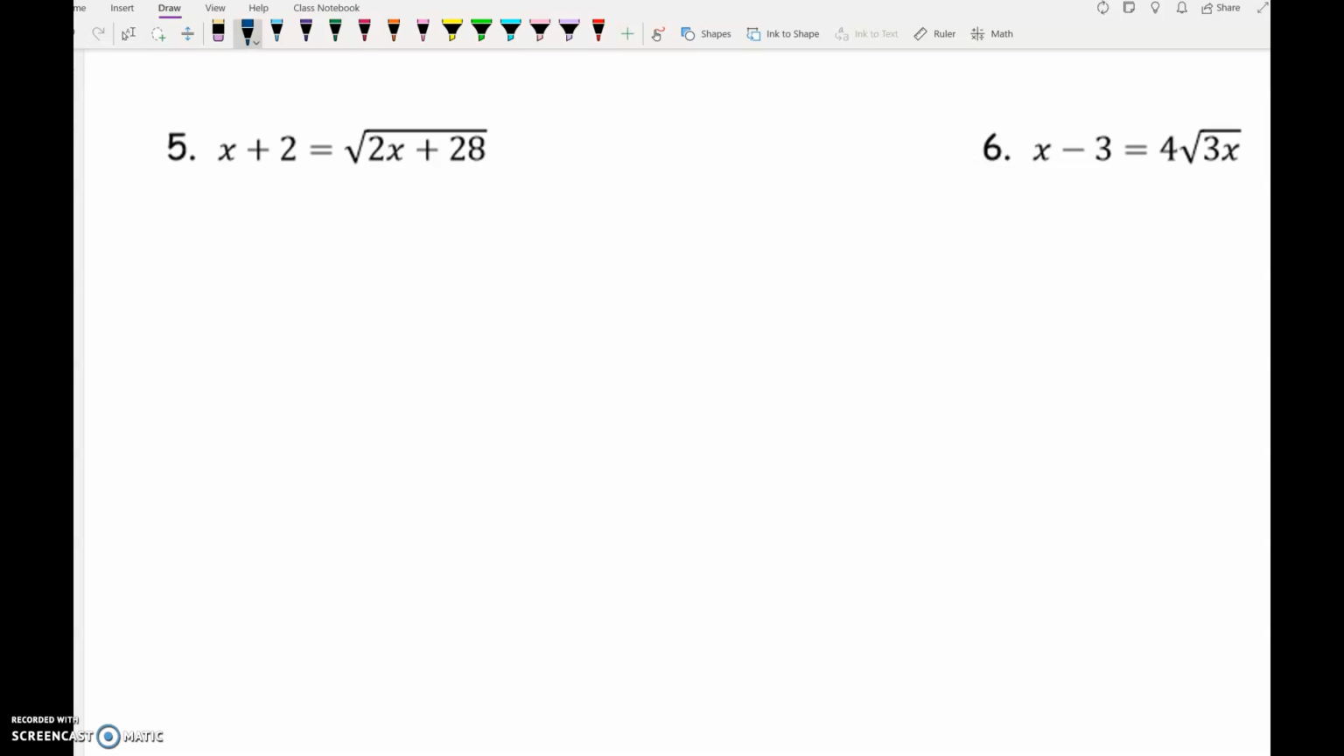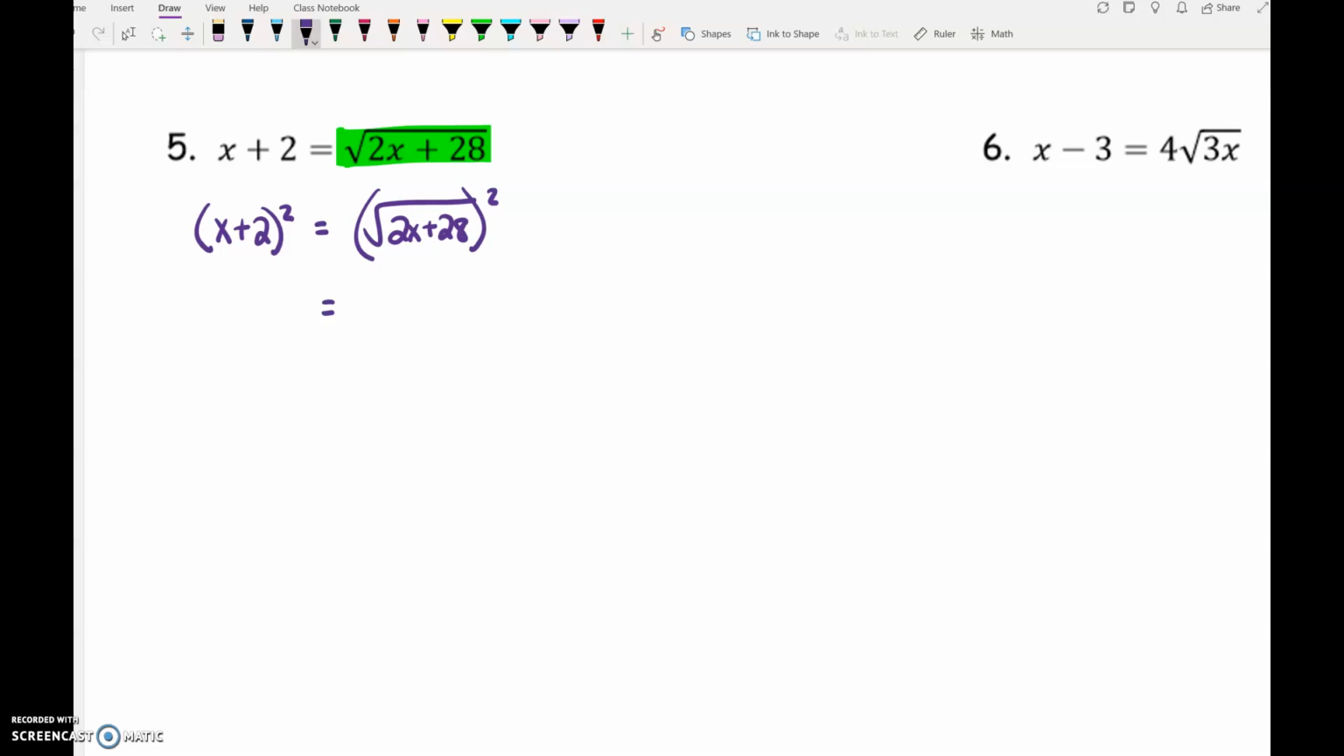Moving on to number 5. In number 5, the radical is by itself. There's nothing multiplied in front of it. There's nothing added or subtracted after it. So to undo the radical, we are going to square both sides. And I'm going to write this down below. That means we take the entire left side, x plus 2 squared, and the entire right side, square root of 2x plus 28, we square both of them.